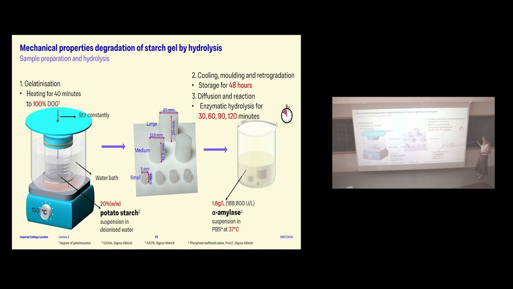And then we put them inside. So these are my cylinders, the large, medium, and small, if you can just about see them. We put them inside this liquid, which is alpha amylase, which breaks down the starch, which is produced in your mouth, at 37 degrees, and then take the samples out at 30, 60, 90, 120 minutes and test them and compare them to the control, which is the ones that didn't go into this liquid, right? So no exposure.